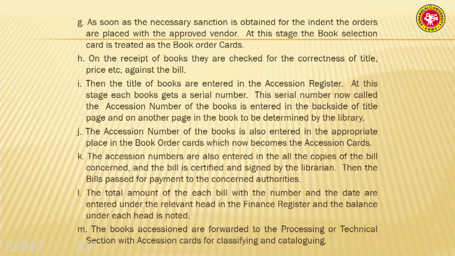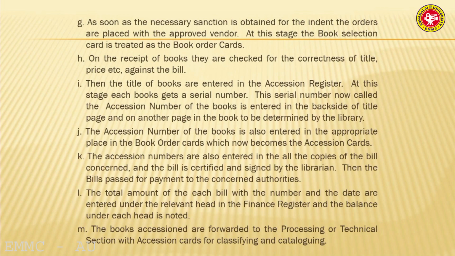After we send the indent to the publisher and purchase, the books are received from the publisher. Then we have to check on receipt of the books the correctness of the title. So we check whether they are sending the correct title, the correct author, and the price. Sometimes the title is the same but the author is different. Sometimes the author is the same but the title is different. As for the price, sometimes we quoted only paperback books but they are sending bound books, so the cost varies.